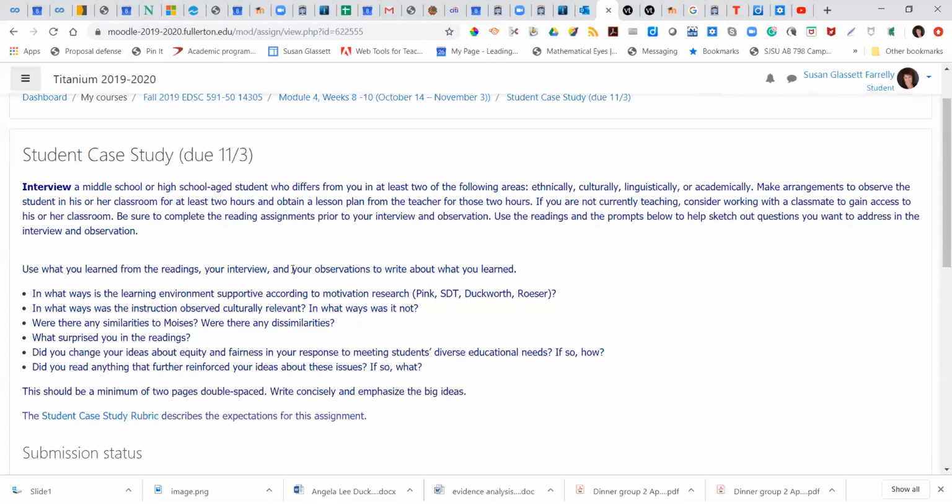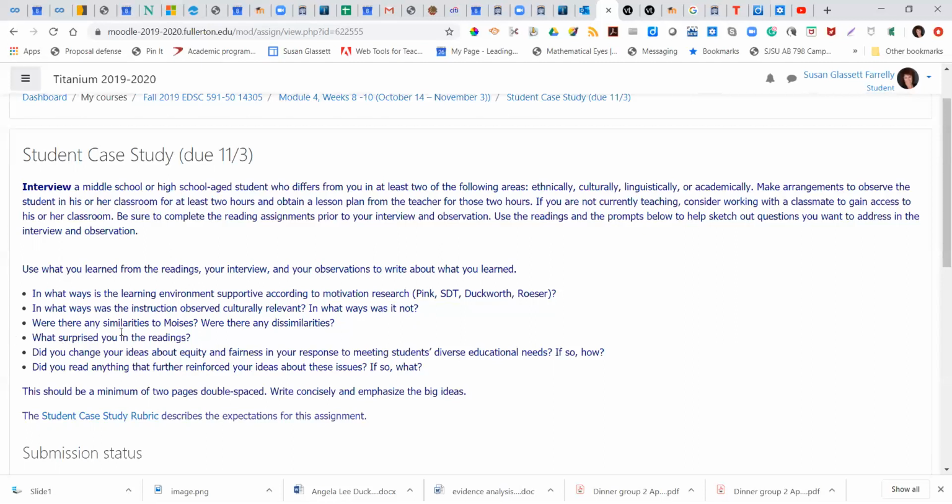And then with everything you've learned from your readings, in what ways is the learning environment supported according to motivation research? So after you've seen the learning environment for this student, and you've talked to this student, and you've asked them what motivates them and what they think about school, in what ways was the instruction observed culturally relevant? In what ways is it not? And I urge you to ask your students questions like, what do you like? What don't you like? Really dig into what's working for this student and what's not working for this student.